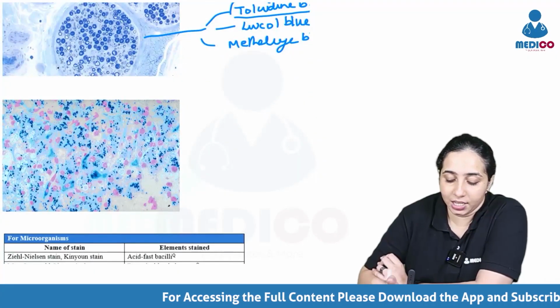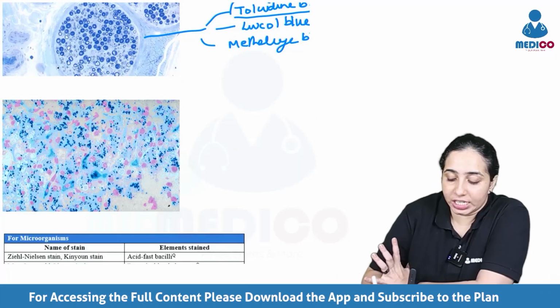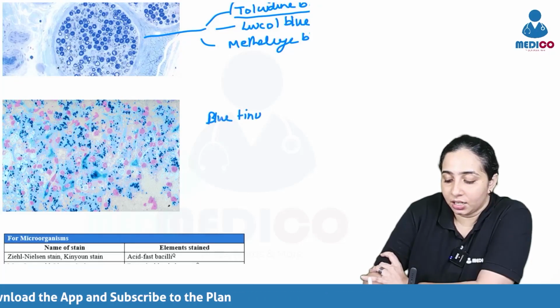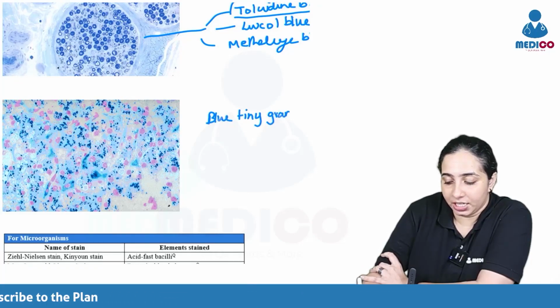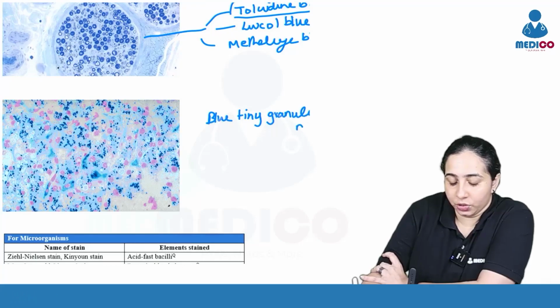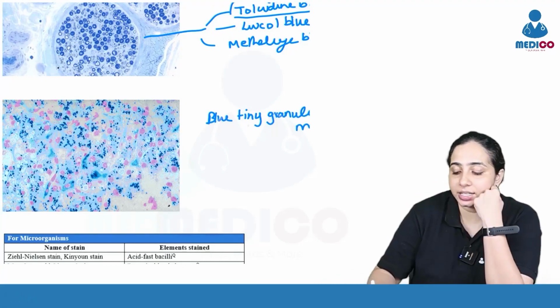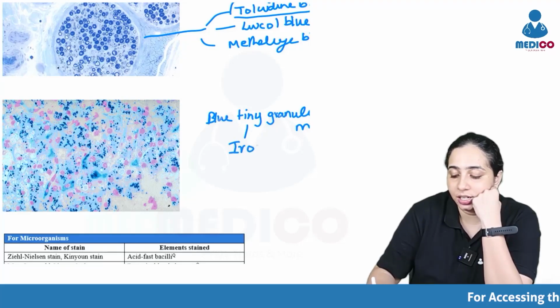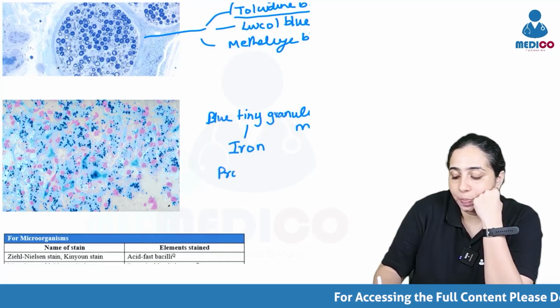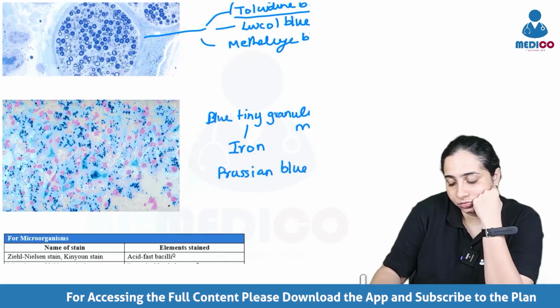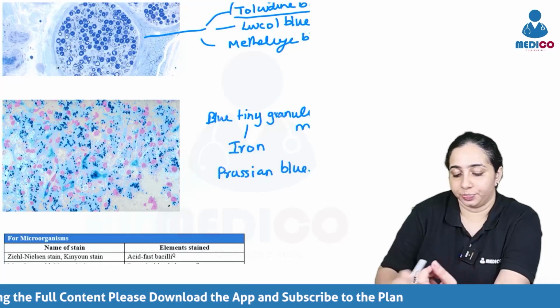Okay, then the last image, again you are seeing blue, tiny, granular material. So what is it going to be? So this blue, tiny, granular material is likely to be iron, and this is your Prussian blue stain. I hope that much is clear.